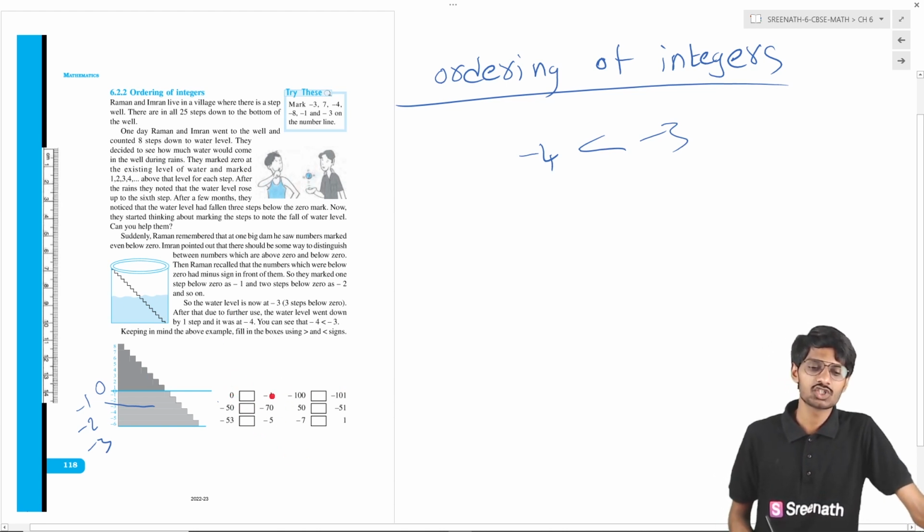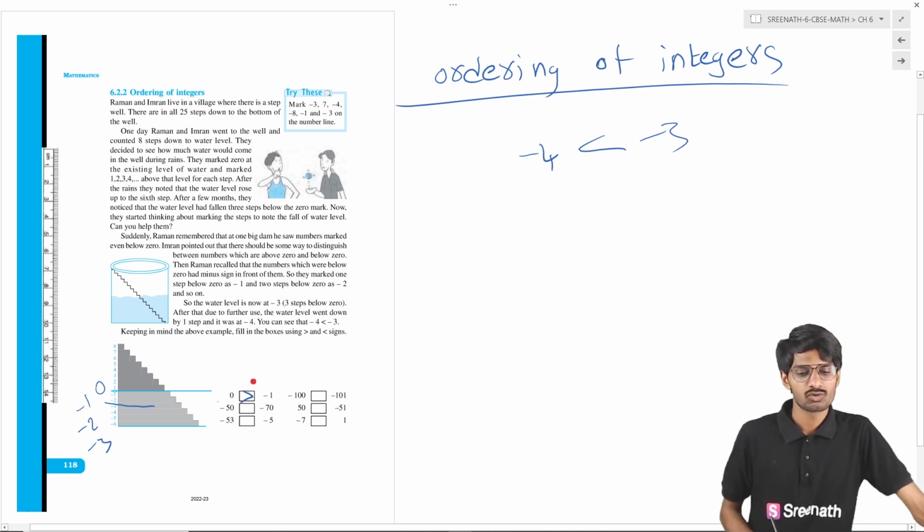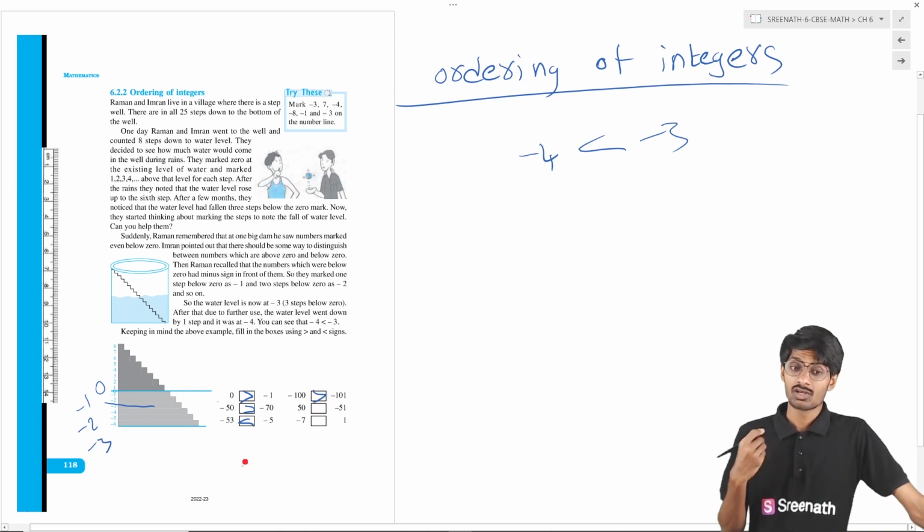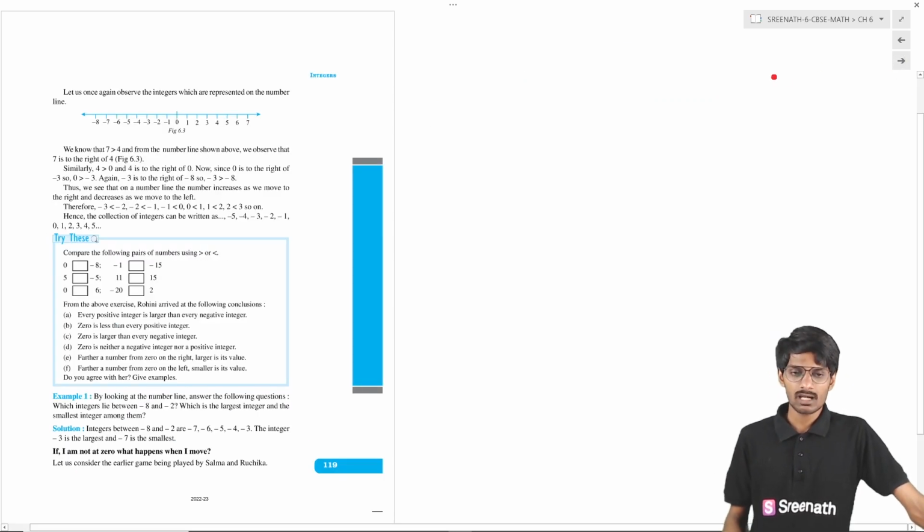Which is greater, 0 or -1? Basically 0 is greater. And -50 or -100, which is greater? So -50 is greater. -5 or -100, which is greater? -5 is greater than -100. And -100 or 1? 1 is greater than -100. So in that way you have to present, students.